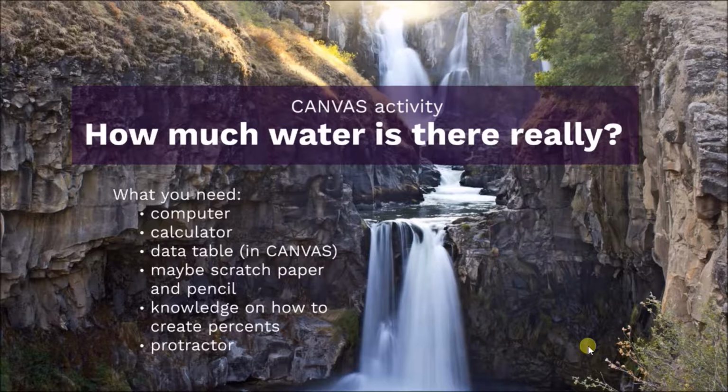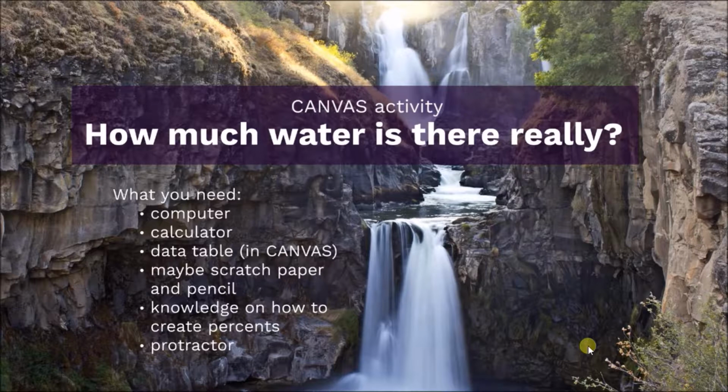So what you're going to need is a computer, a calculator, a data table, which is available for you in the Canvas assessment, a scratch piece of paper, and preferably something to write with. It doesn't have to be a pencil. It just has to be something you can write with. And then knowledge on how to create percents, which I'm going to walk you through in a second, and a protractor.